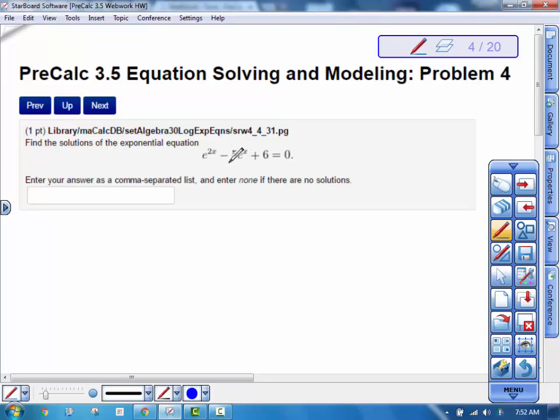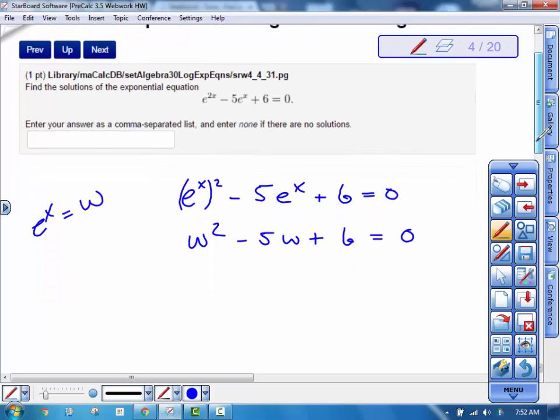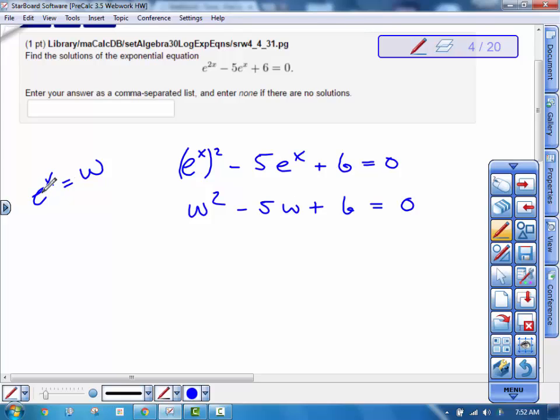Okay, the next problem, we're going to solve this. So I'm going to rewrite e to the 2x as e to the x squared, because I know I can do that, just multiply the 2 to get back to this. And the reason why is because it helps me see that if I were to call e to the x something else, like let's say it's some number, w, then if I rewrite it like this, it's even easier to see that really what I have is a quadratic relationship. So if I solve for w, I can then solve for x.